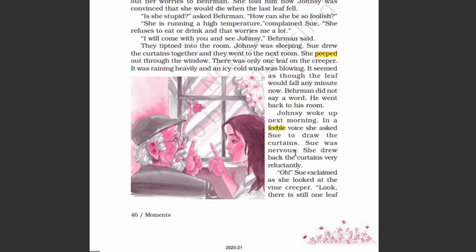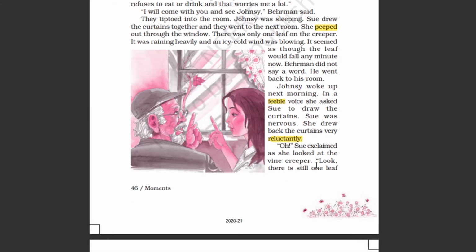Sue was nervous. Why was she nervous? Because she thought that the last leaf would have fallen. So now she will again start thinking that she will die. She drew back the curtains very reluctantly. Reluctantly means unwillingly.